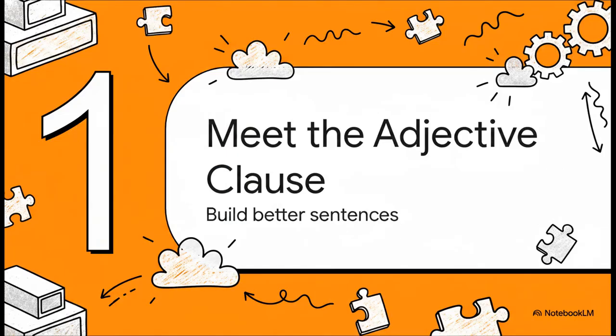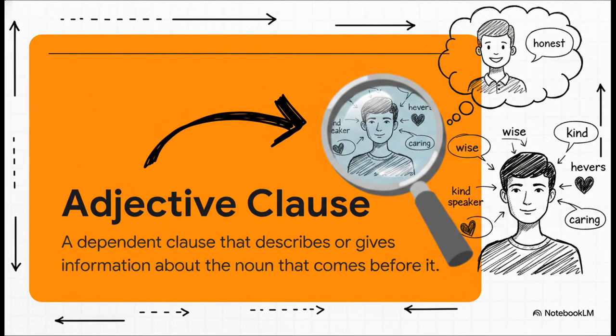So what is this powerful little trick? Well, it's called an adjective clause. And trust me, it's about to become your new favorite tool for building way better sentences. Okay, so what in the world is an adjective clause? Simply put, it's a group of words that describes a noun. You can kind of think of it like a superpowered adjective. Instead of just a single word like honest, you get to add a whole phrase that gives us way more information about who or what we're talking about.